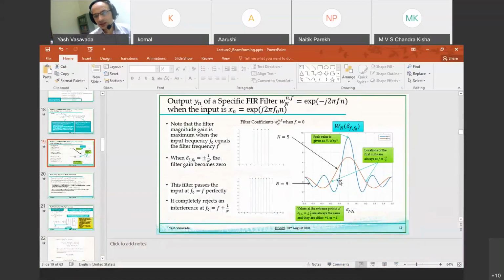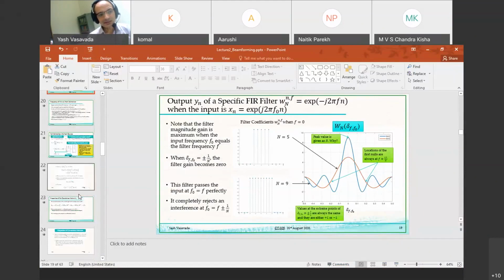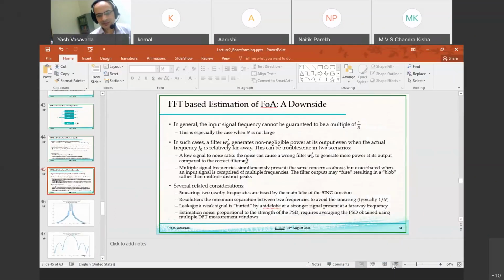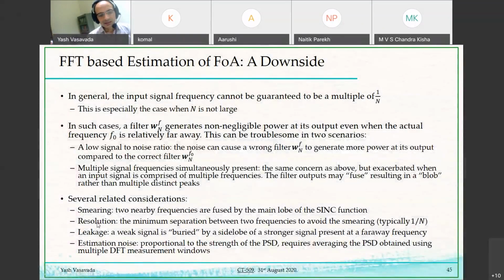So if another frequency is 1 over n apart from this current frequency, then it is not a problem because it will sit nicely on the null of this sinc. But if the two frequencies start coming closer compared to 1 over n, then they will end up sitting on the main lobe of the sinc function. And that is where you lose the power of resolution. You won't be able to resolve those two frequencies. So you have a limited resolution once you fix on the value of n.